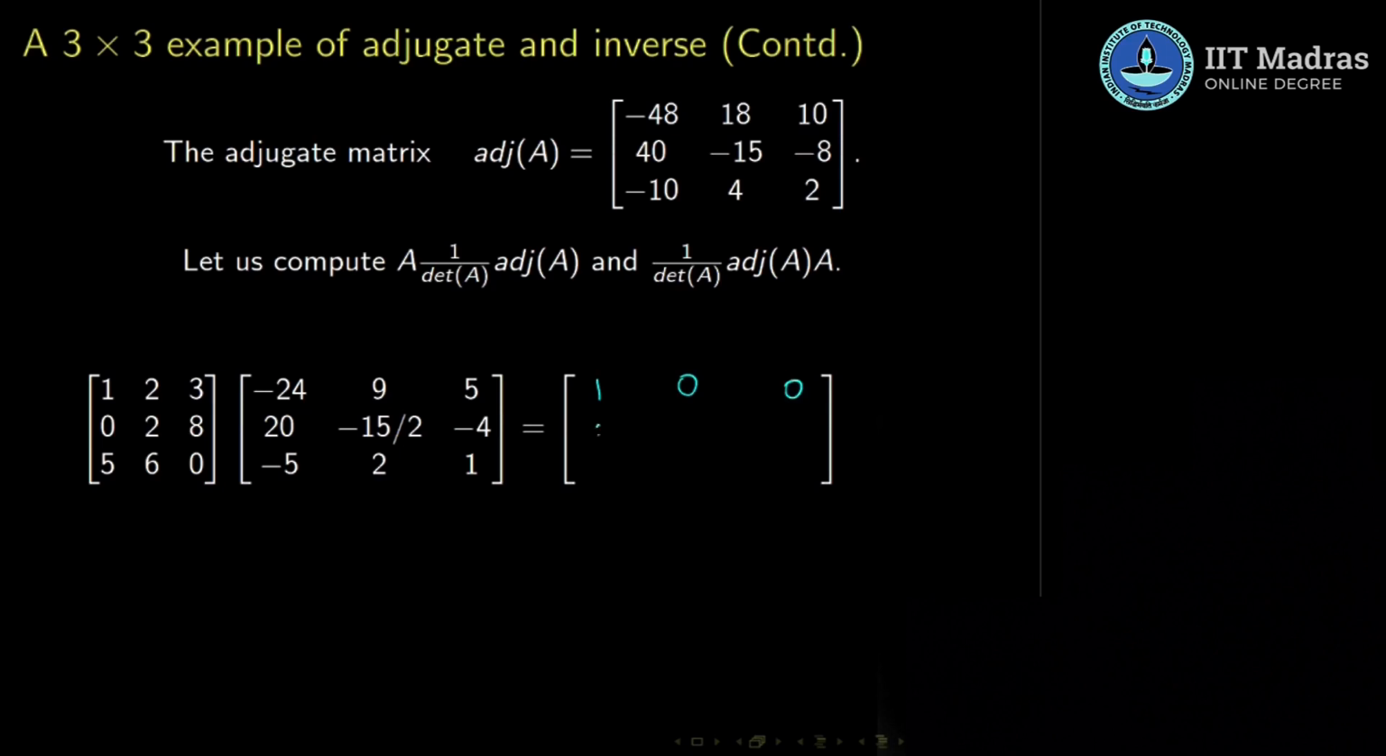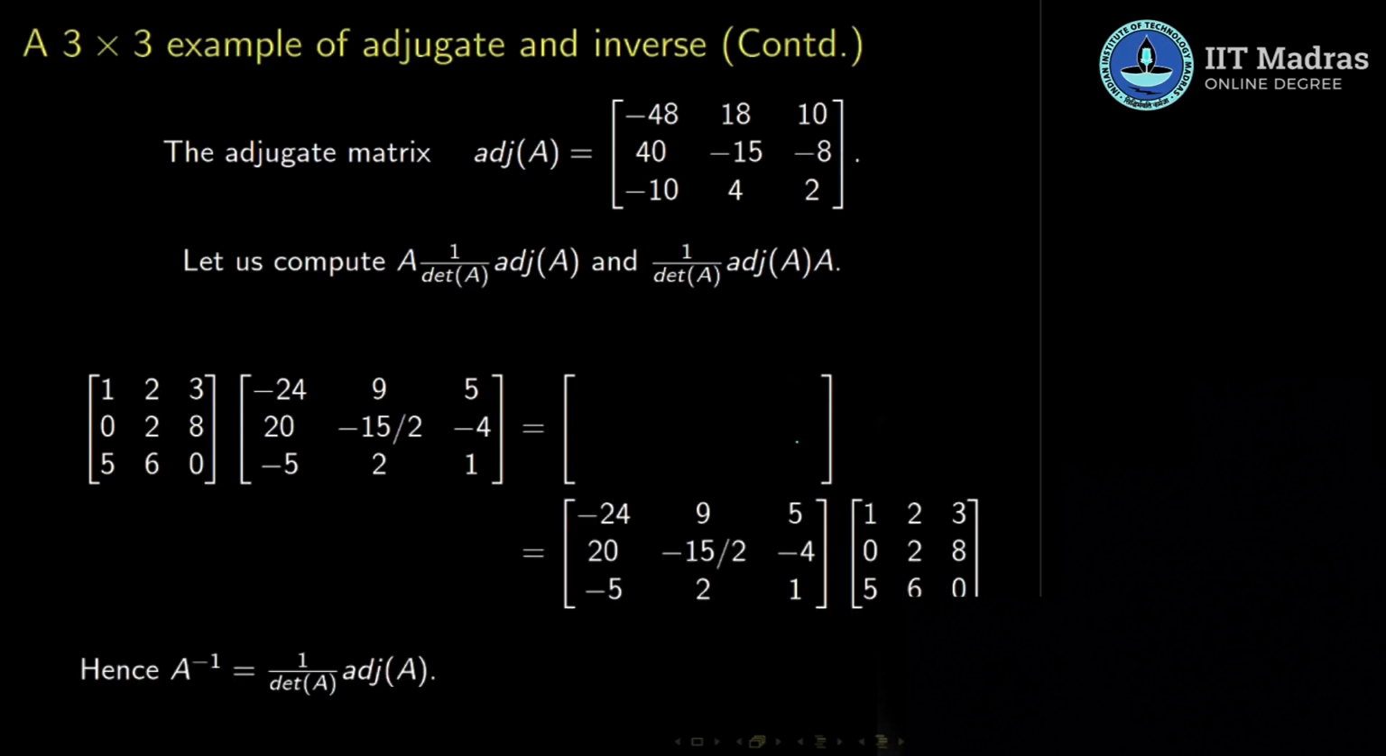So, you are going to get 1 0 0, 0 1. Let us do this term just for fun. This is the 2 3 term. That is 0 times 5 plus 2 times minus 4 plus 8 times 1, clearly that is 0, and then the rest is going to be 0 0 1. So, this is going to give you the identity matrix. Okay. And now you can do it the other way, and you can check that you still get the identity matrix. So, if you take minus 24, 9, 5, 20, minus 15 by 2, minus 4, minus 5, 2, 1, that is 1 by determinant of A times adjugate A, and multiply A on the right, you are still going to get the identity matrix.